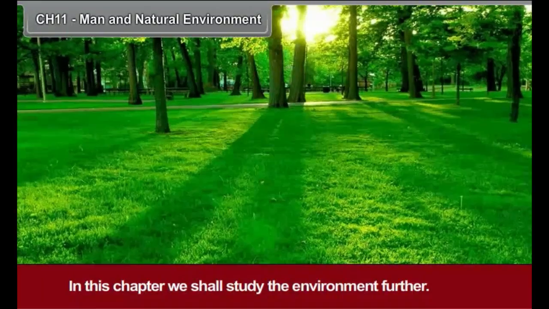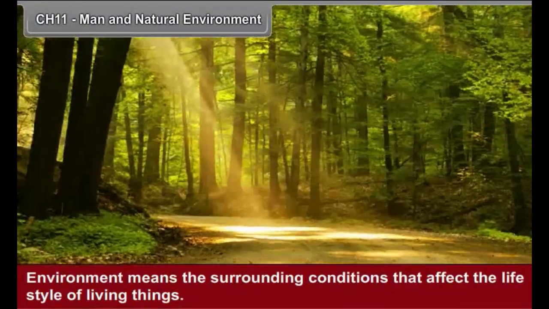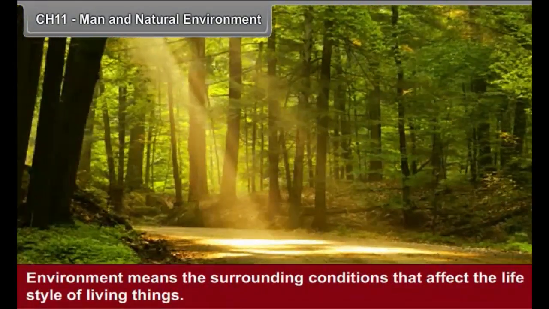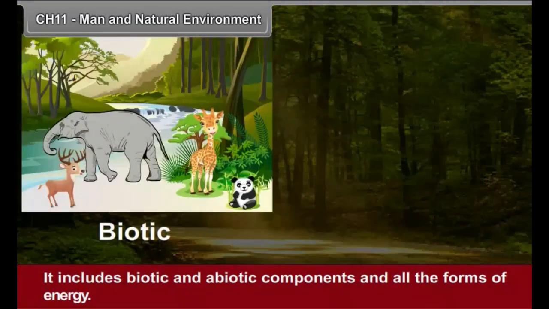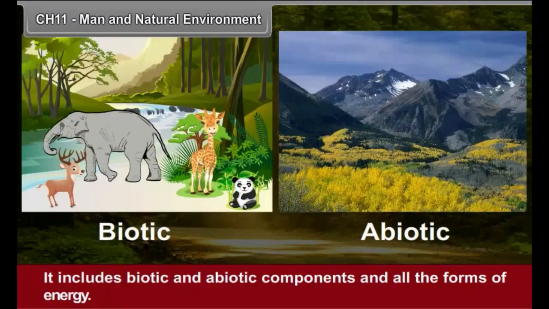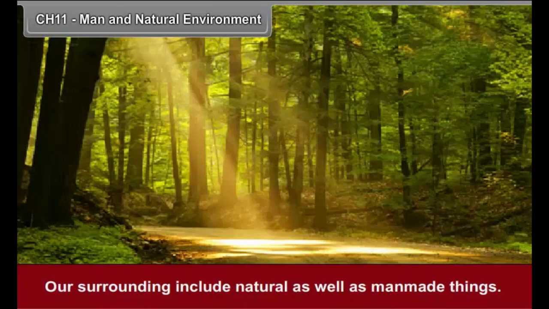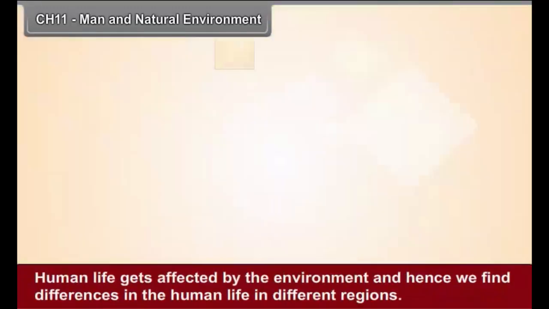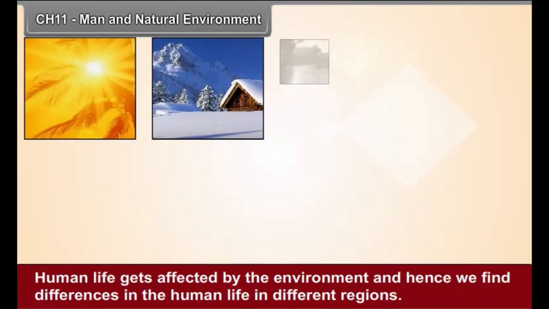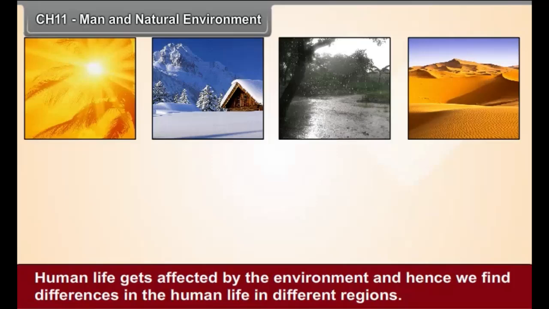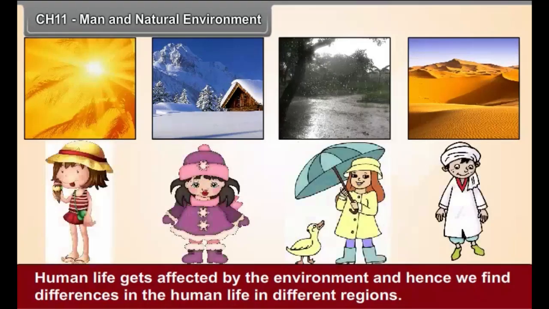Environment means the surrounding conditions that affect the lifestyle of living things. It includes biotic and abiotic components and all the forms of energy. Our surroundings include natural as well as man-made things. Human life gets affected by the environment and, hence, we find differences in the human life in different regions.